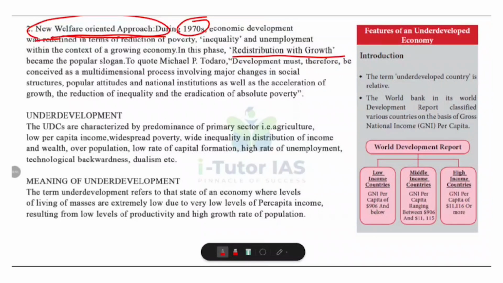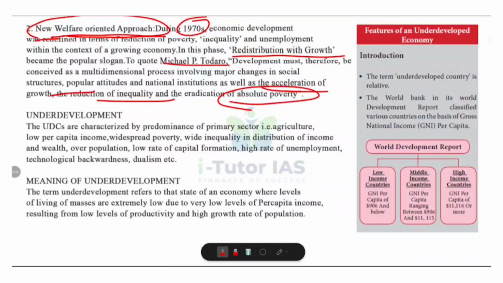And economist Michael P. Todaro summarized this beautifully. He said, development must be conceived as a multi-dimensional process involving major changes in social structure, popular attitudes and national institutions, along with acceleration of growth, reducing inequality and eradication of absolute poverty. So the new approach sees development as much more than income. It includes social, institutional and human changes, not just economic ones.